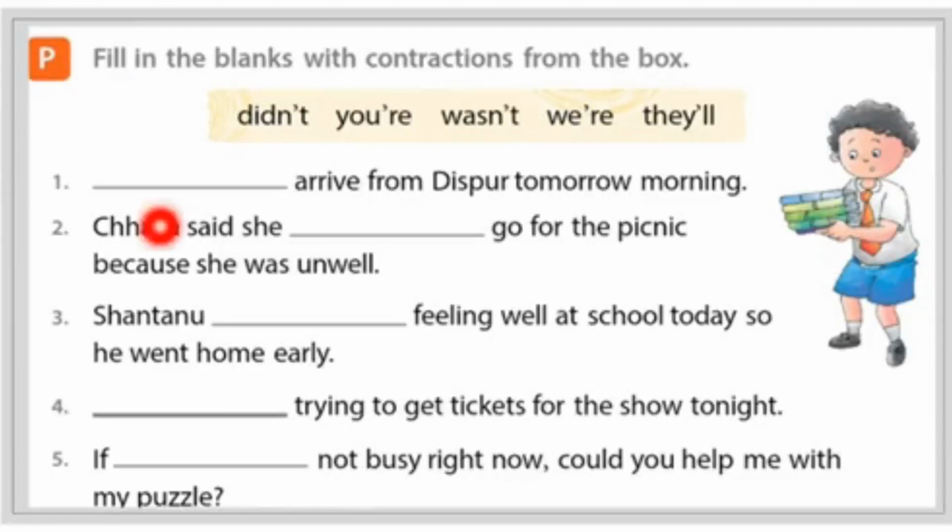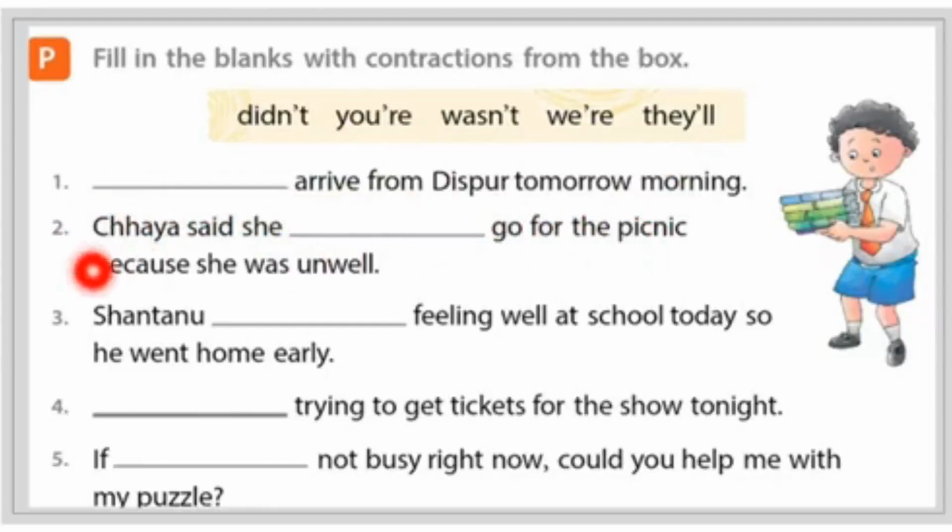Let's see the first one. Fill in the blanks with contractions from the box: didn't, you're, wasn't, weren't, they'll. Dash arrive from Dispo tomorrow morning. So what have we used over here? See the word "arrive"? Arrive is actually a plural verb, so here we have to use a plural subject, because it comes in the place of the subject. Yes, here you can see, they'll arrive from Dispo tomorrow morning.